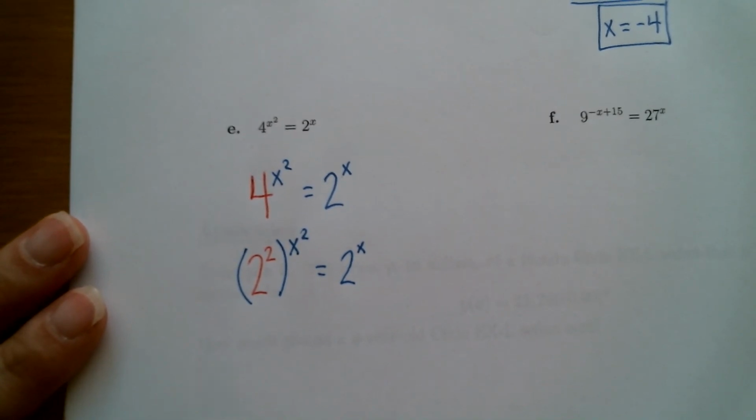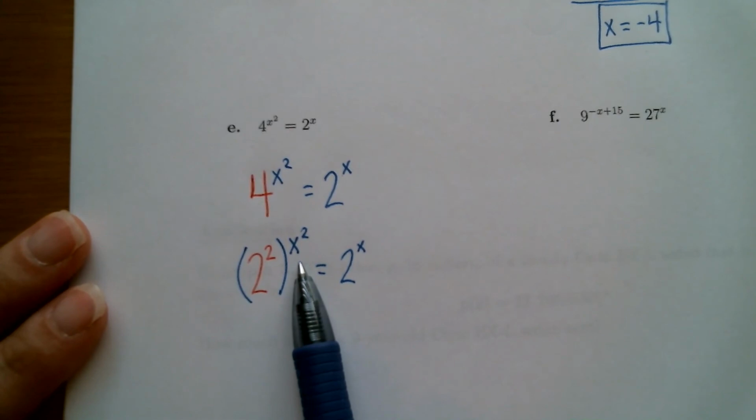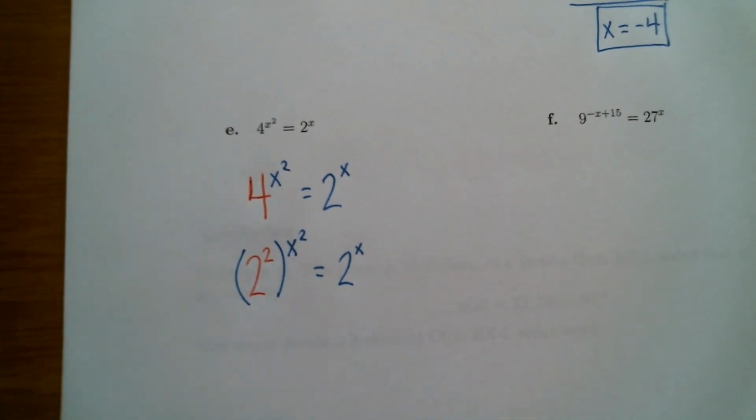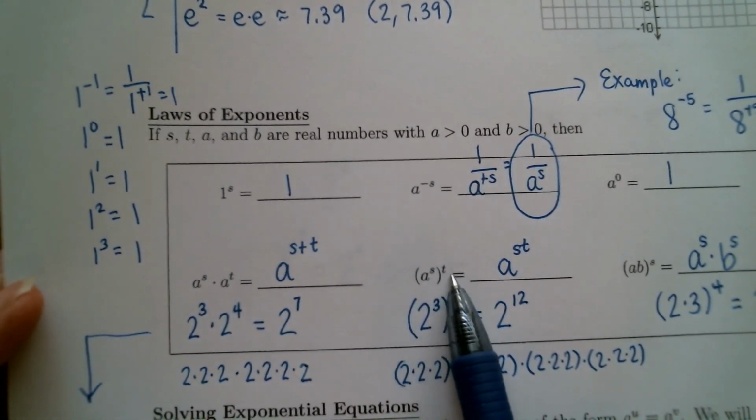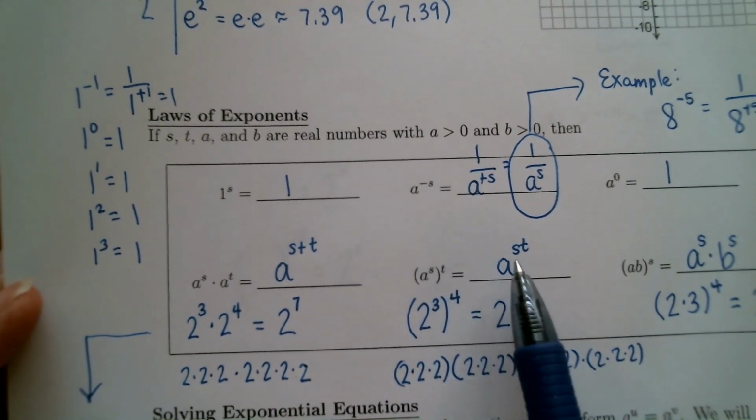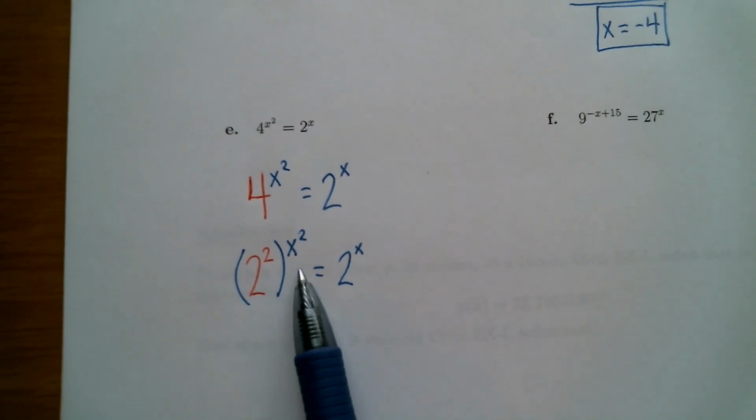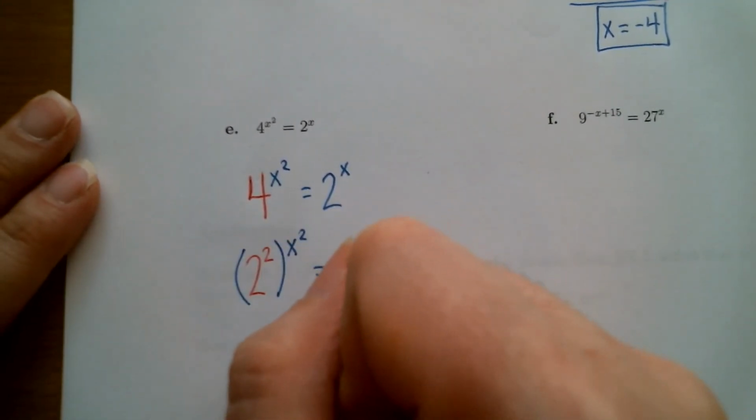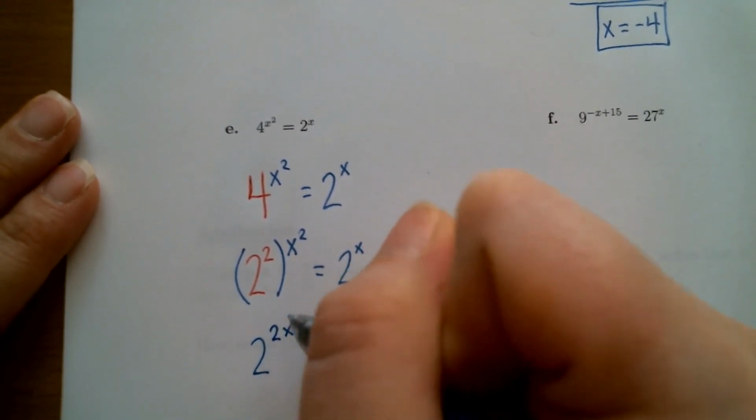And now we have a power raised to a power. This is when your laws of exponents come into play. You have to go back and look at your laws of exponents. When I have a power raised to a power, I multiply the exponents. So you're going to use that property. This is a power raised to a power, so over here, we're going to multiply the exponents. You're going to get 2 to the 2x squared power.